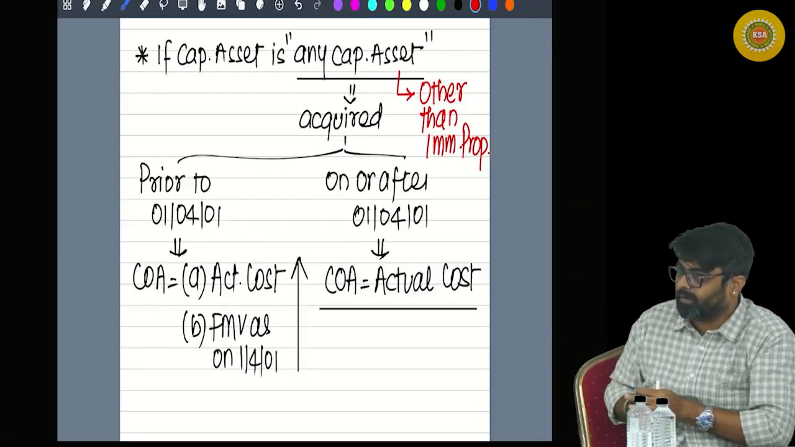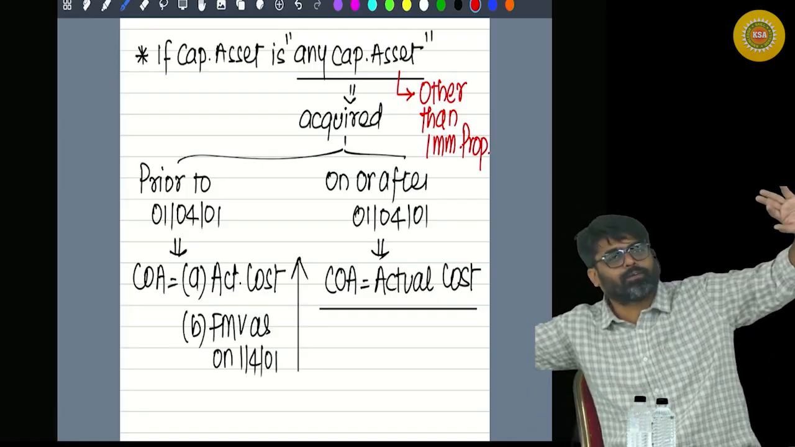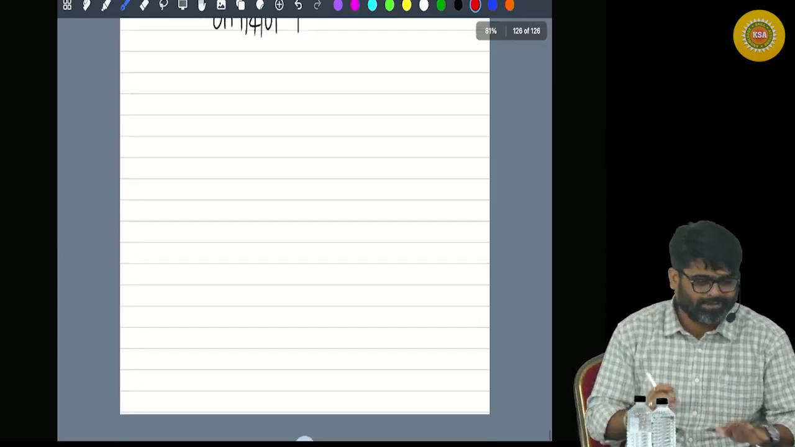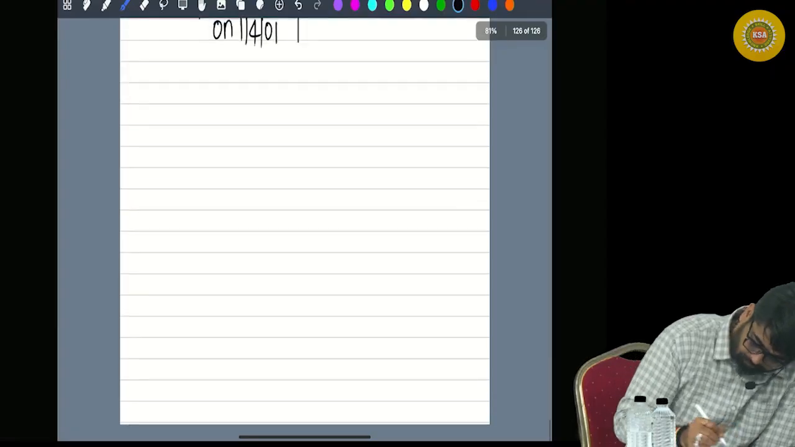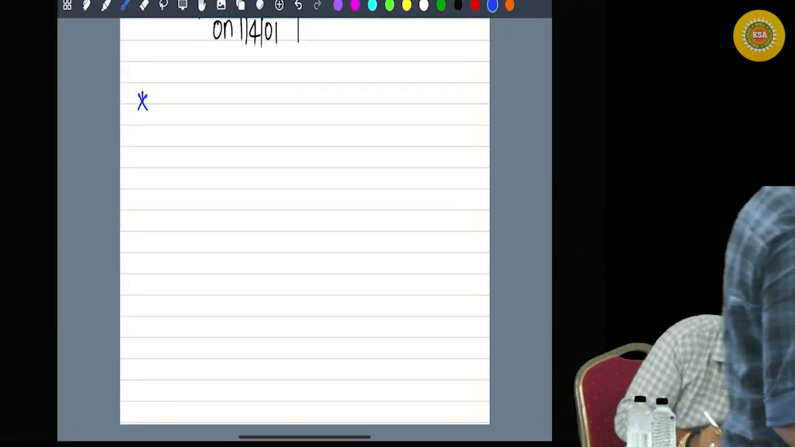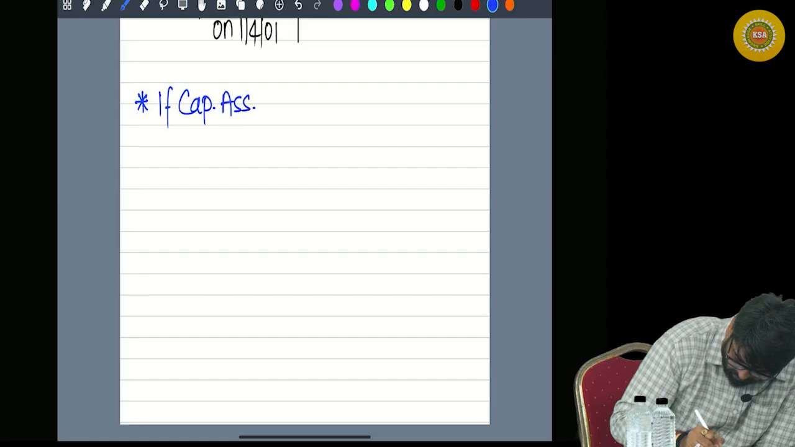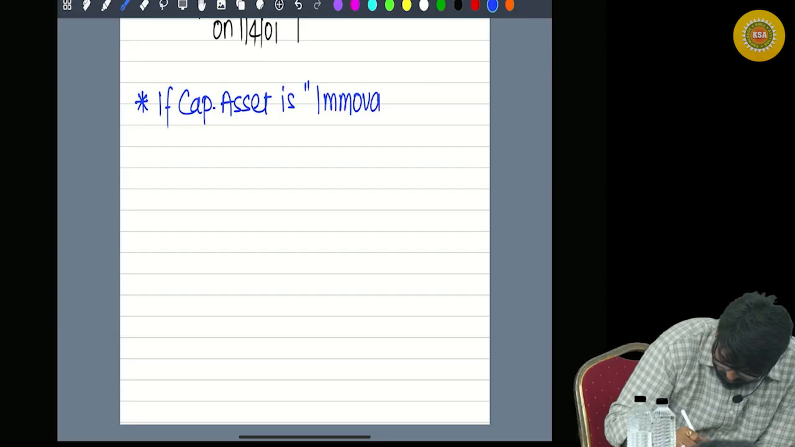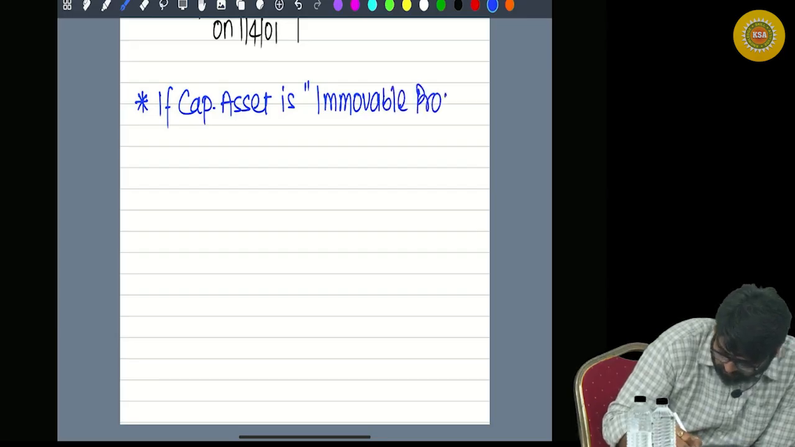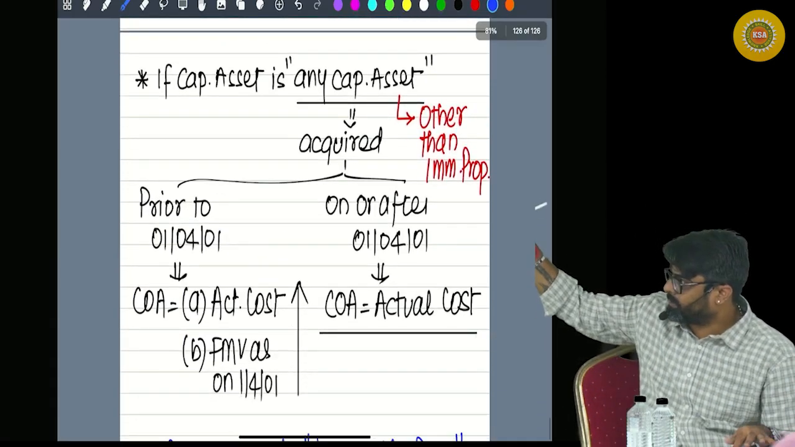So what I'll do now? I'll do the same thing for immovable property separately. Yes or no? So let's discuss. If capital asset is immovable property. What I have done, I have separated immovable property from the above discussion.